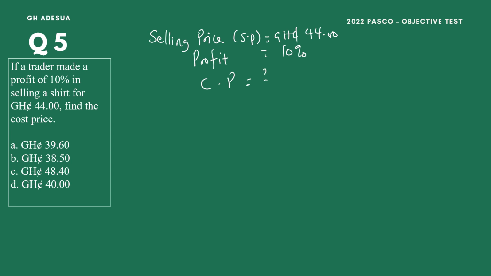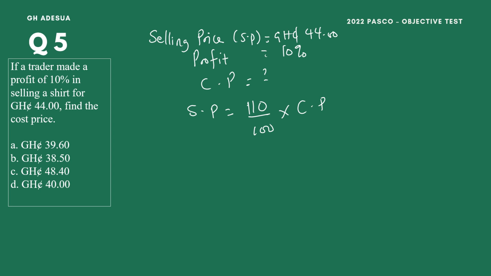From this case, our solution is going to be for the selling price, that is the SP, and that is going to be 110 over 100 by the cost price. One may ask why 110.